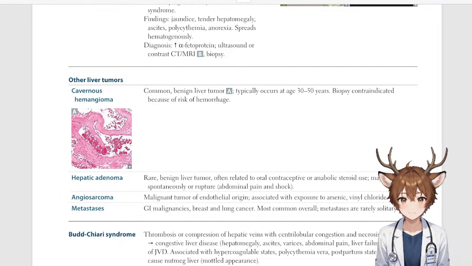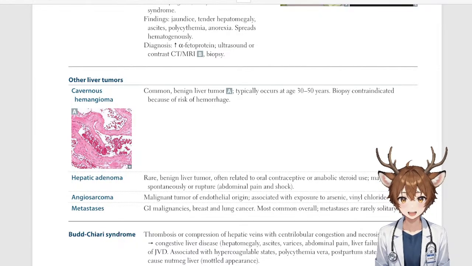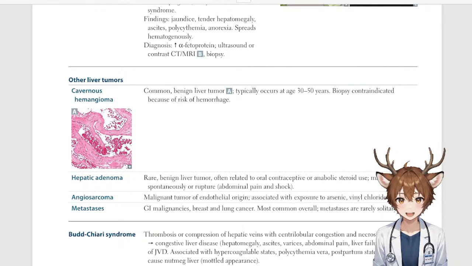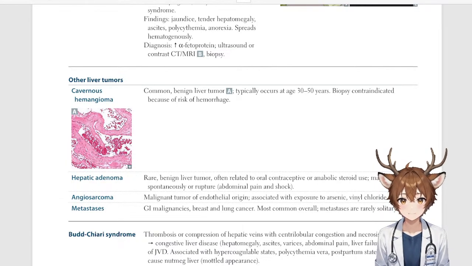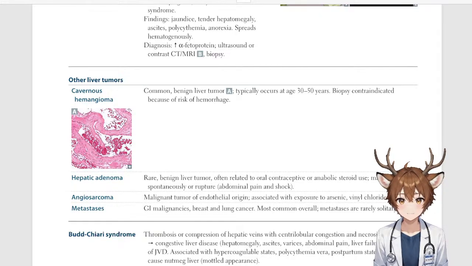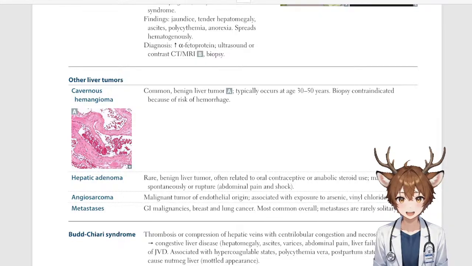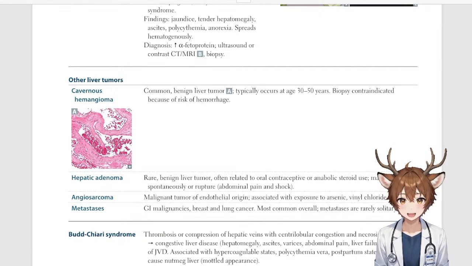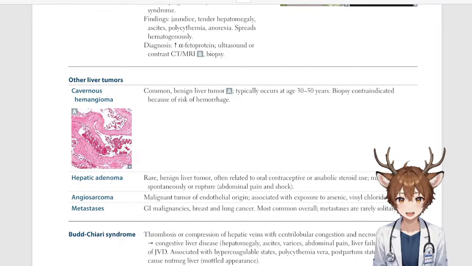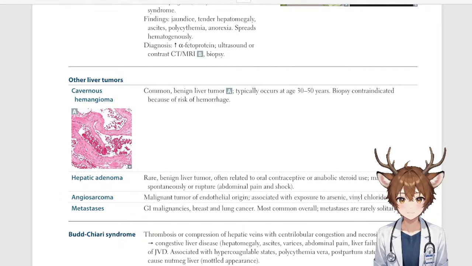risk of hemorrhage. Focal nodular hyperplasia, second most common benign liver tumor, occurs predominantly in females aged 35 to 50 years of age. Hyperplastic reaction of hepatocytes to an aberrant dystrophic artery marked by central stellate scar, usually asymptomatic and detected incidentally. Hepatic adenoma, rare, benign tumor often related to oral contraceptive or anabolic steroid use, may regress spontaneously or rupture, abdominal pain and shock.